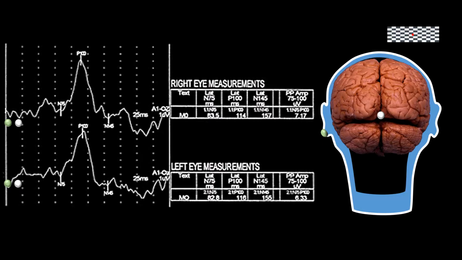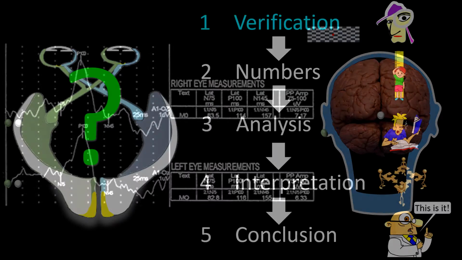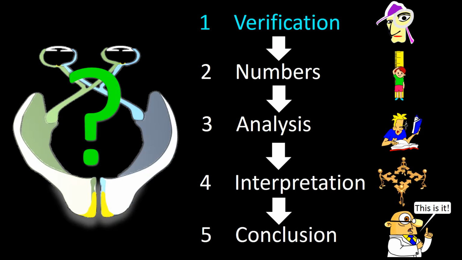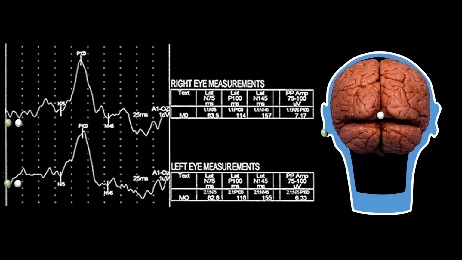With right eye stimulation, right sagittal P100 can be clearly seen. With left eye stimulation, the left sagittal P100 can also be seen clearly. So, computer labeling seems correct. Once verification is concluded, we go to the second step, numbers. And for this, we go back to the study.